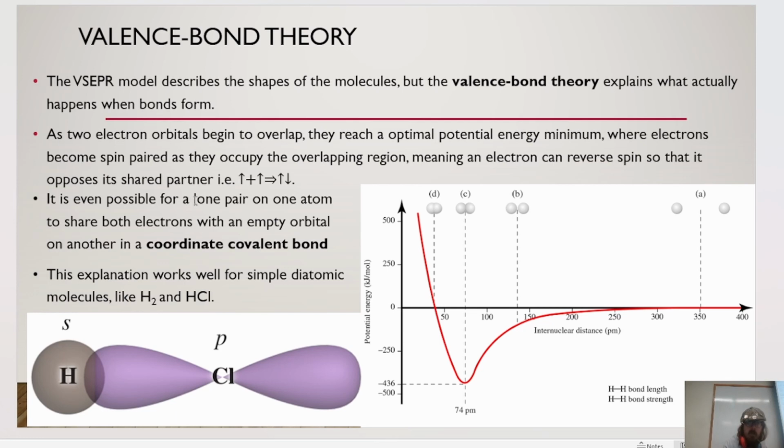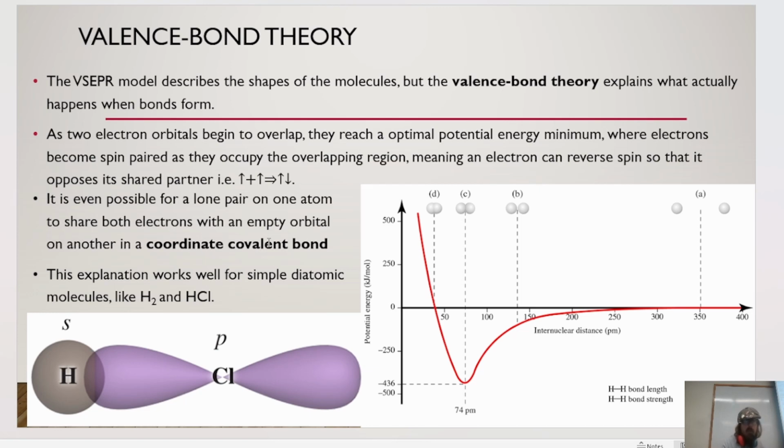Now, it's even possible for a lone pair on one atom to share both electrons with an empty orbital on another atom in what's called a coordinate covalent bond. This is how many metals bind with things. Metals are typically positive guys that don't have a lot of electrons. So there's many atoms that have lone pairs, and they're saying, here, you can borrow these right now. Yes, I know they're mine. I'll get them back later, but you can borrow some of my electrons to stabilize yourself. So many compounds that metals form in water come from this lone pair donation.